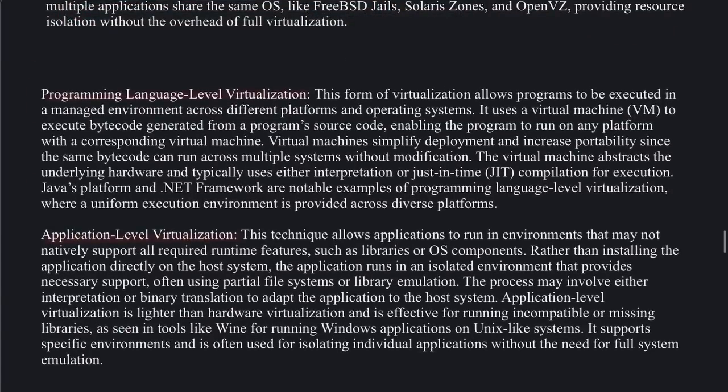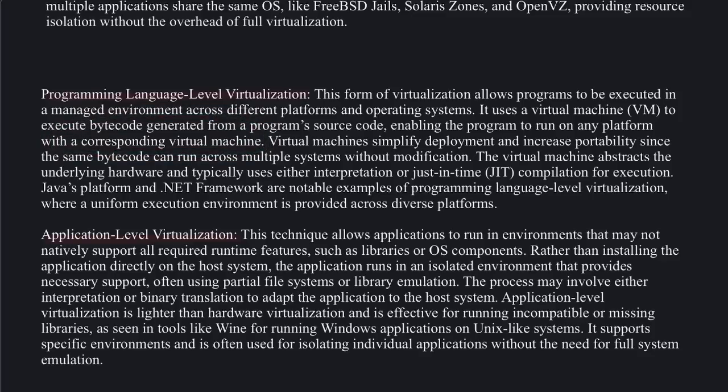Next we have programming language level virtualization. This form of virtualization will allow the programs to be executed in a managed environment across different platforms and operating systems. It will make use of a virtual machine to execute the bytecode which is generated from the program's source code. So this will enable us to run the program with a corresponding virtual machine.